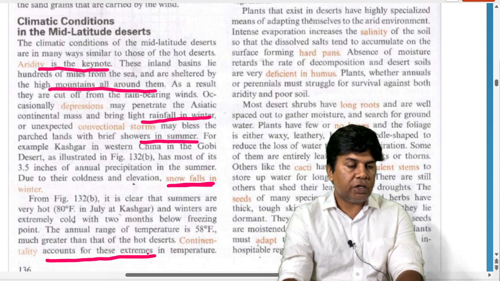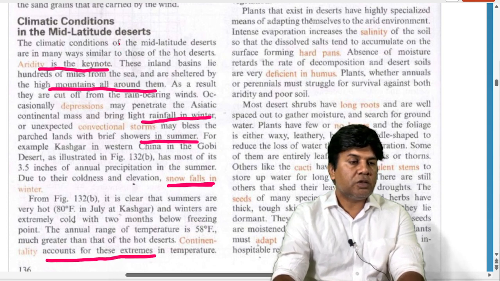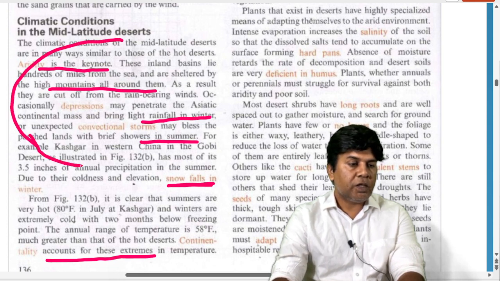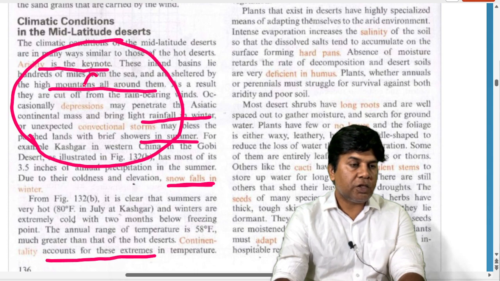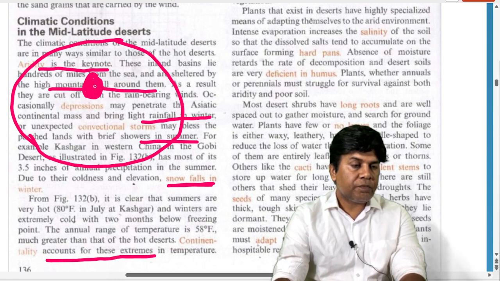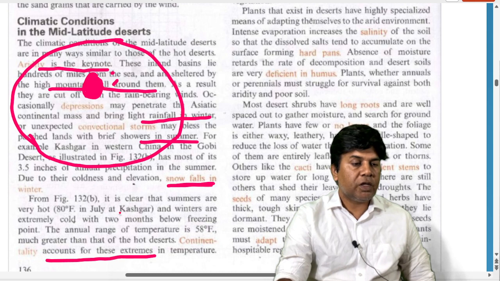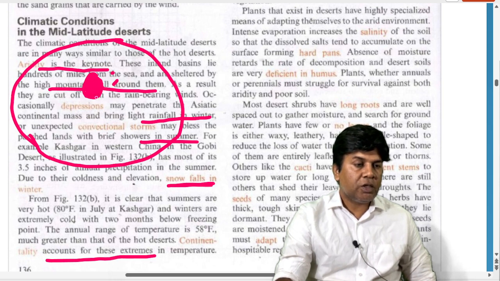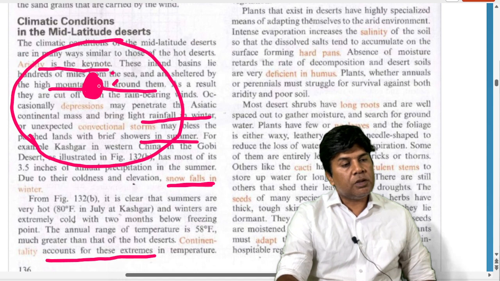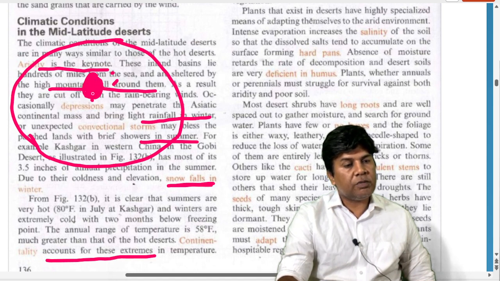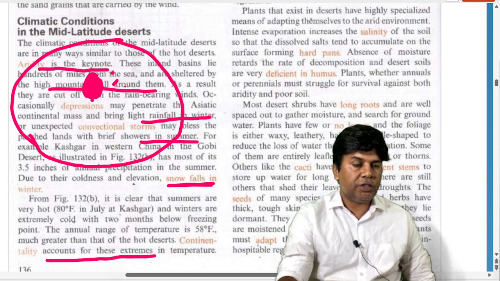We have already talked about this continentality. If these deserts are situated in the interior part of the continent, the land gets heated very fast and also cools down very fast. That's why continentality is responsible for a very high annual temperature range, because in the summer this area becomes very hot, whereas in the winter its temperature decreases to a very minimum. So this area, which is situated in the interior part of the continent, has a very high annual temperature range.